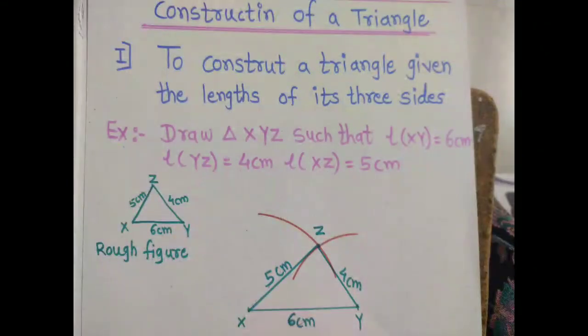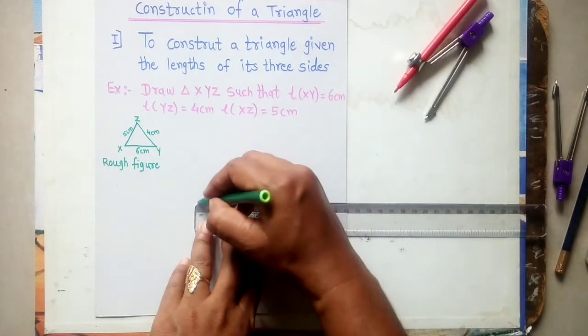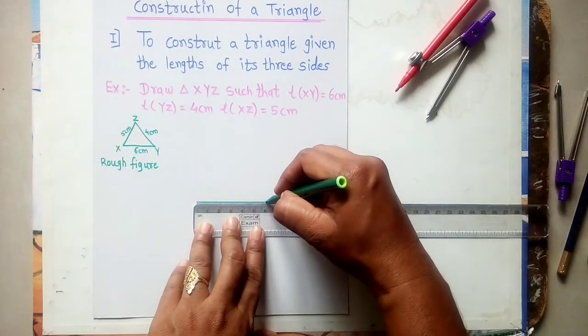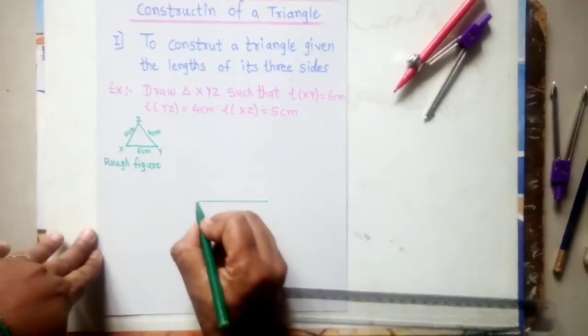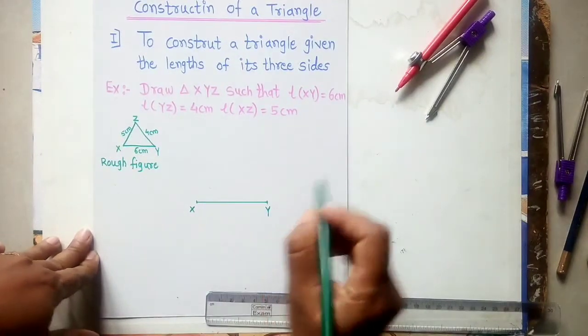I have drawn the rough figure by studying the example. Segment XY of length 6 cm is drawn as the base. Draw XY 6 cm using a scale. Write points X and Y.